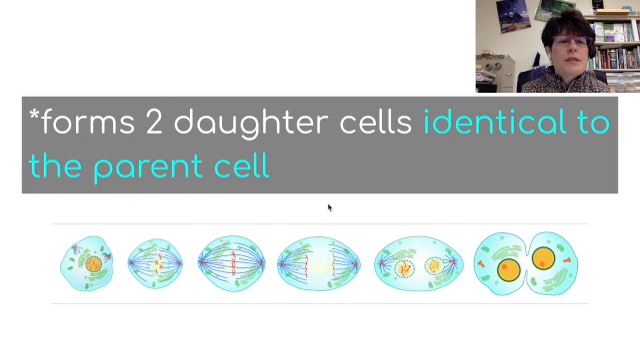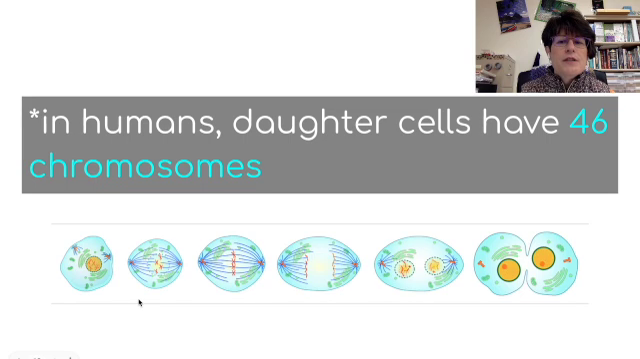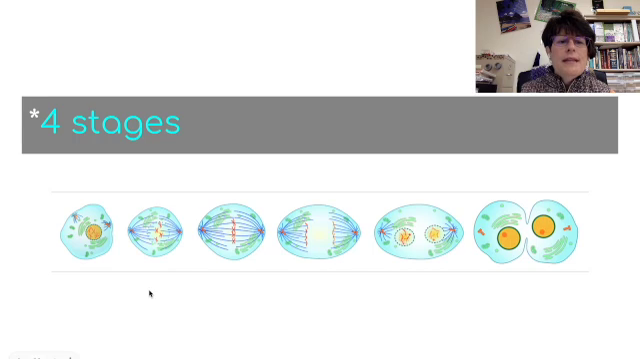Now, mitosis forms two daughter cells that are identical to the parent cell. So here are the two daughter cells over here. They haven't completely undergone cytokinesis, which separates them, but these are the two daughter cells. They're identical to the parent cell. So this just copies the cells. In humans, daughter cells have 46 chromosomes. And this happens in 4 stages. The 4 stages are in the middle here.